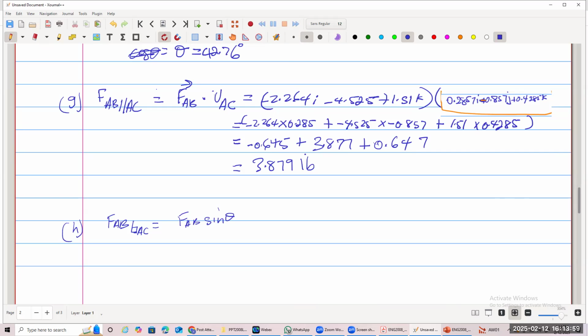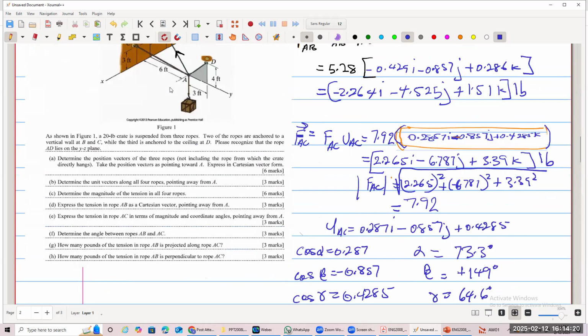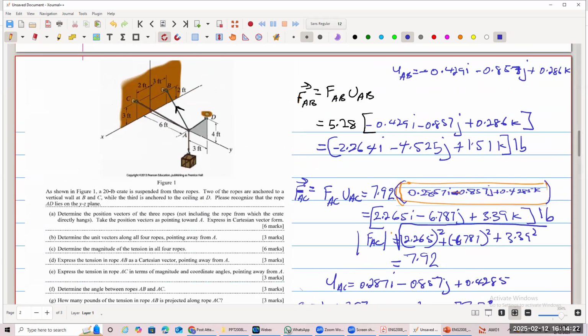So we had found them. We know the force for AB, then we have the angle between AB and AC. Remember we have the angle between them? The angle between them was 42.276, right? The angle that we are finding is this angle. The angle that 42 is this angle right here, the angle between them. So we found the parallel to it.